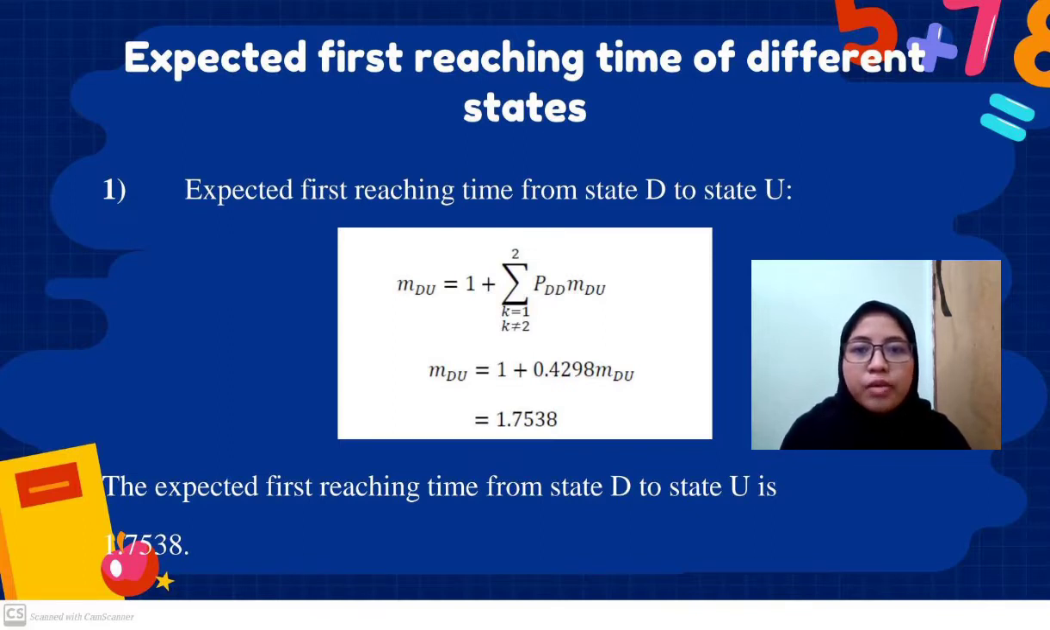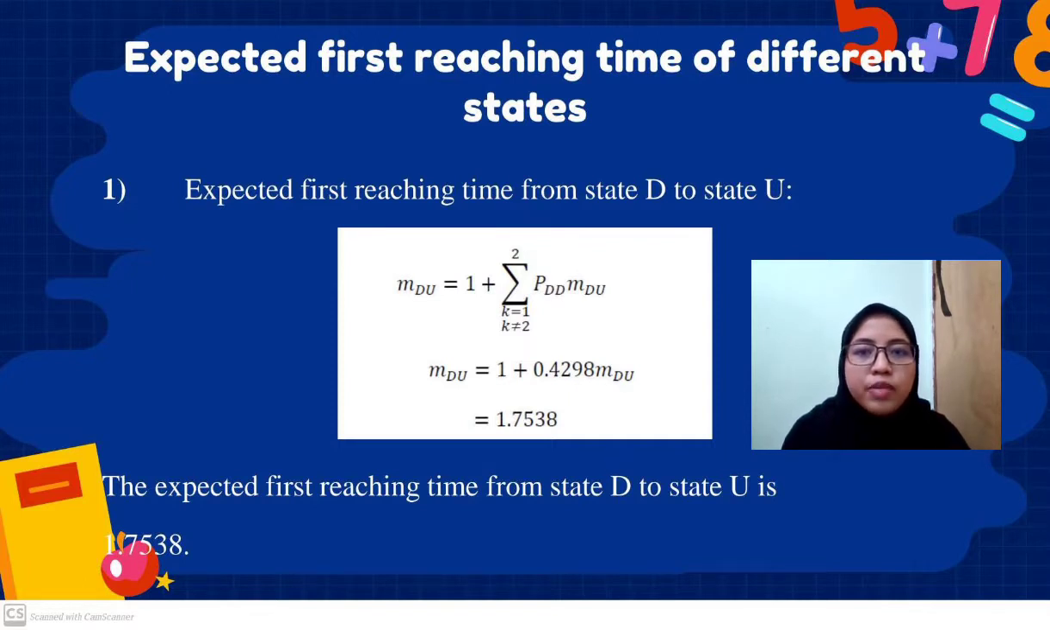Next, I will explain about the expected first switching time of different states, which is also known as mean hitting times. The formula used to calculate the expected first switching time of different states is 1 plus the sum of P_ik m_kj, where P_ik is the probability from state i to state k that can be obtained from the transition matrix and m_kj is the time taken.